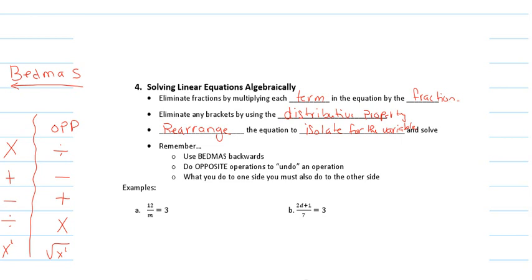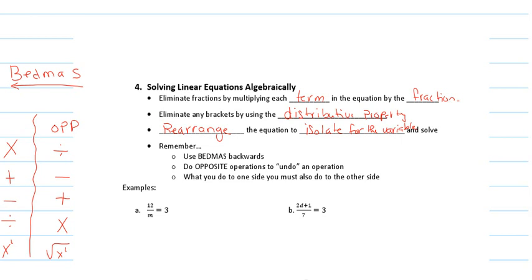So remember I told you that you're going to use BEDMAS backwards. You're going to do opposite operation to undo an operation, and what you do to one side, you must do to the other, which is the same thing as opposite operation. Your ultimate goal is to put the letter or the variable on one side and everything else on the other side. That has to have an order. It can't be unordered, otherwise you won't get the right answer.